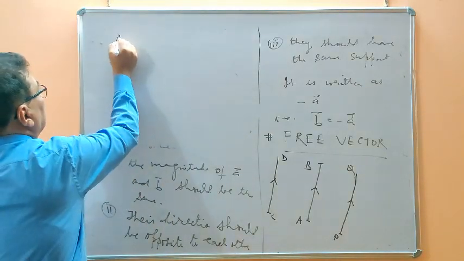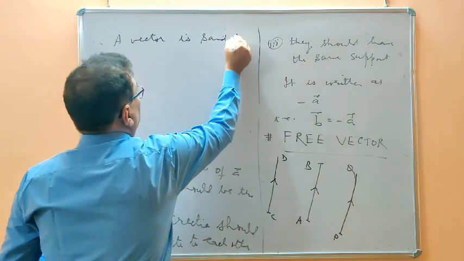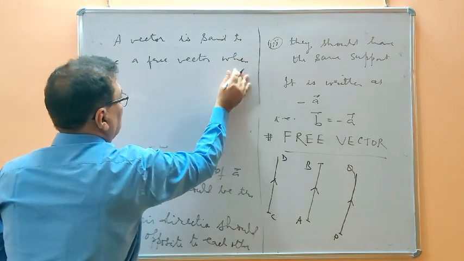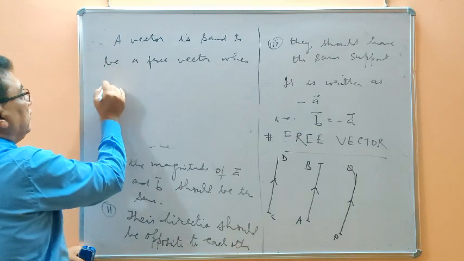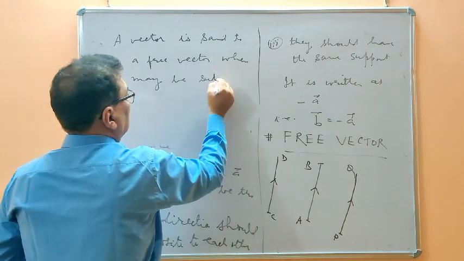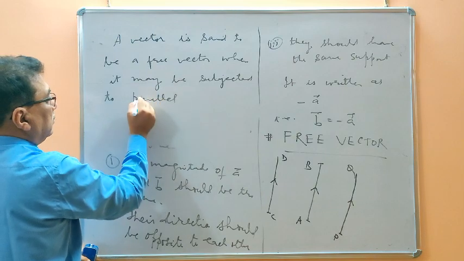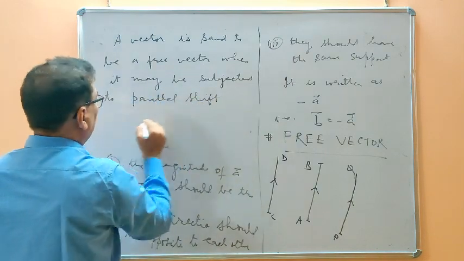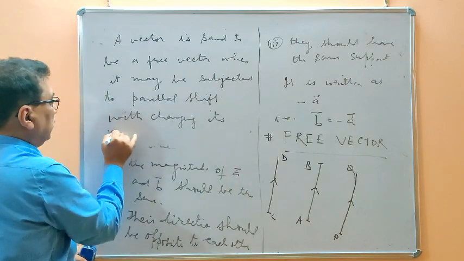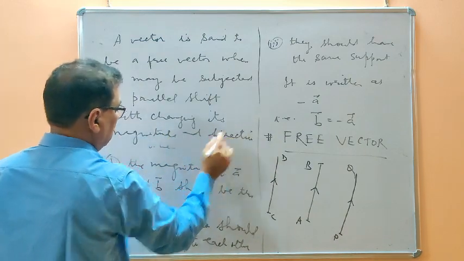So a vector is said to be a free vector when it may be subjected to parallel shift without changing its magnitude and direction. Okay.